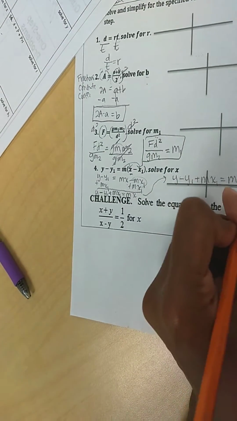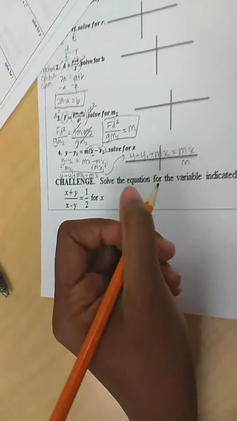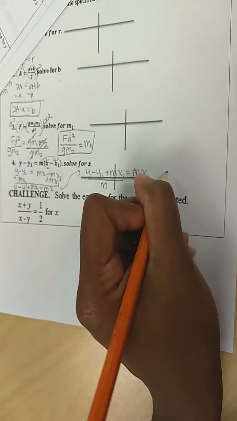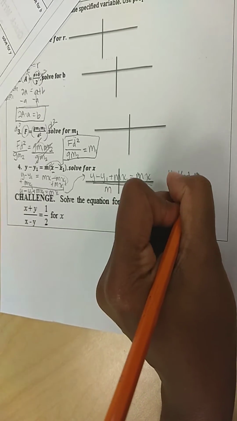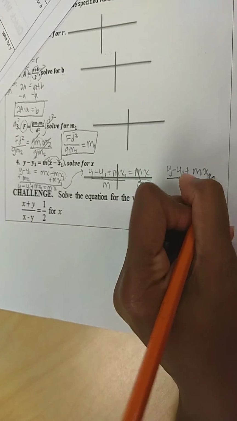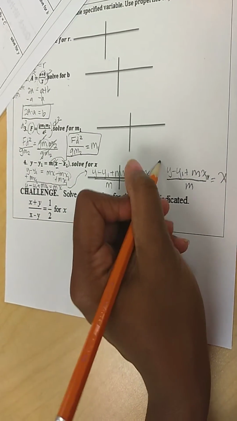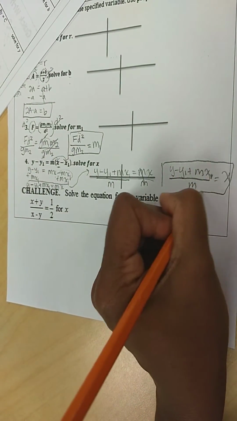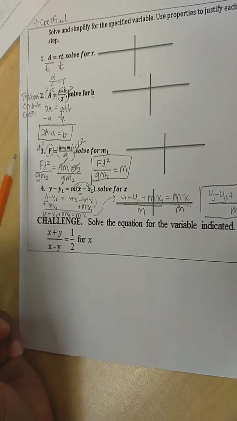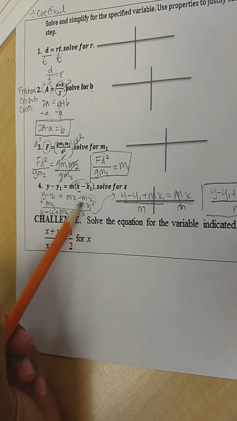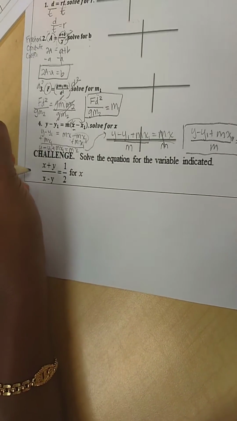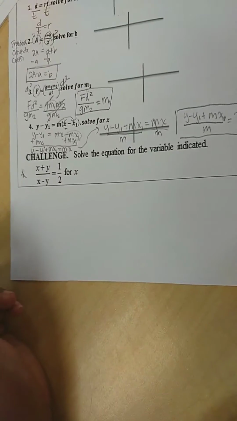Looking for x, now I'm going to get rid of my coefficient on both sides. So that leaves me with y minus y sub 1 plus m, x sub 1, excuse me, over m equals x. So I distributed. I didn't have a fraction. I got rid of my constant. And then I got rid of my coefficient. I strongly suggest you know how to solve this question.